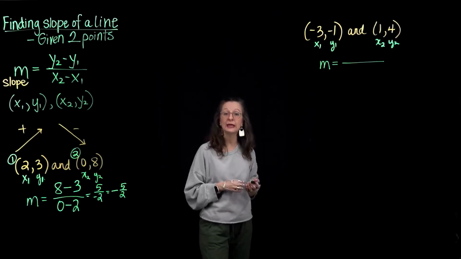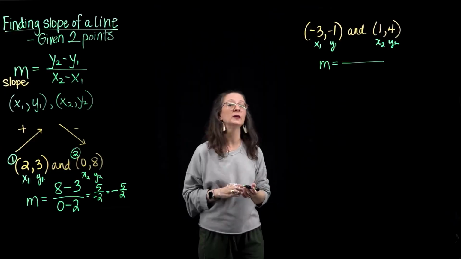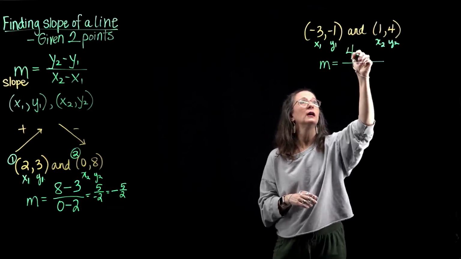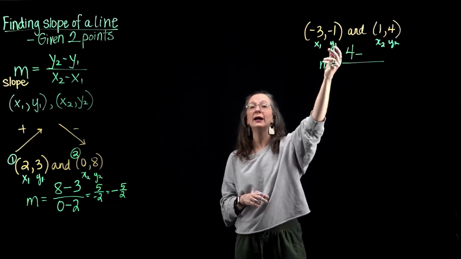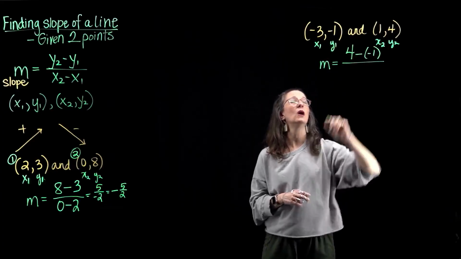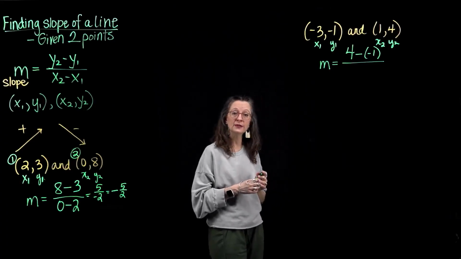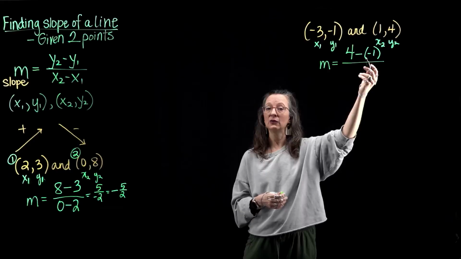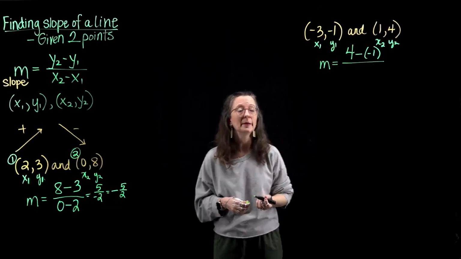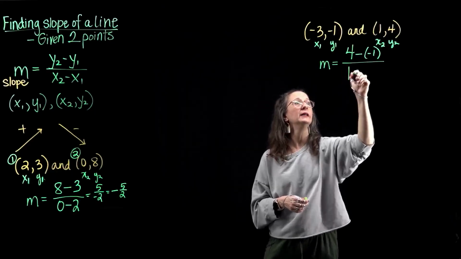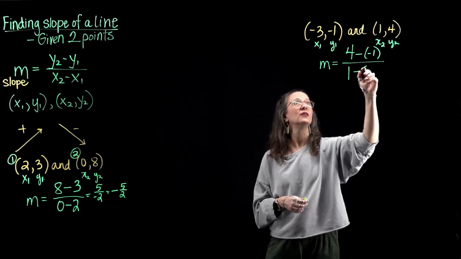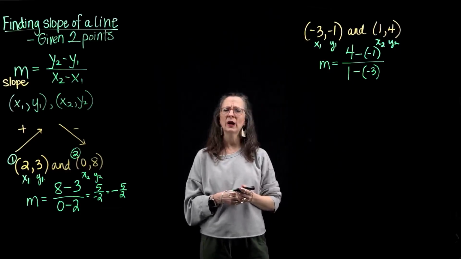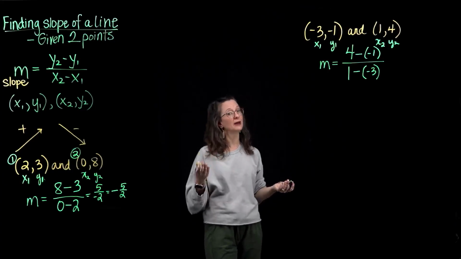Now be careful with those negatives. We want to use our formula exactly. So we'll start with y2, which is 4, and I'm going to subtract off y1, which is -1. I'm putting that -1 in parentheses so that I don't lose its negative. So I would have 4 minus -1 in the numerator. In the denominator, I'm going to have x2, which is 1, and we'll subtract off x1, which is -3. All right, so I have 4 minus -1 over 1 minus -3.